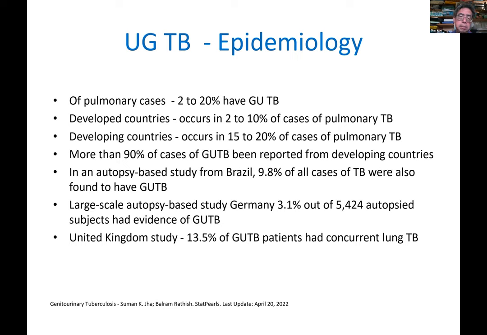A couple of interesting facts. This is a study from Brazil where they found about 10% of all cases of TB at autopsy were also found to have GUTB, which may be clinically silent. And in Germany, again in an autopsy-based study, about 3% of those subjects had evidence of GU or UGTB. In the UK, looking at this inversely, 13% of people with genitourinary or urogenital TB had concurrent lung disease involving TB. So just to get a sense of proportion, it's not the predominant organ. Lungs are still the most dominant site of active disease, but you could argue that if you look for it hard enough, a substantive proportion do have TB in the urogenital tract.